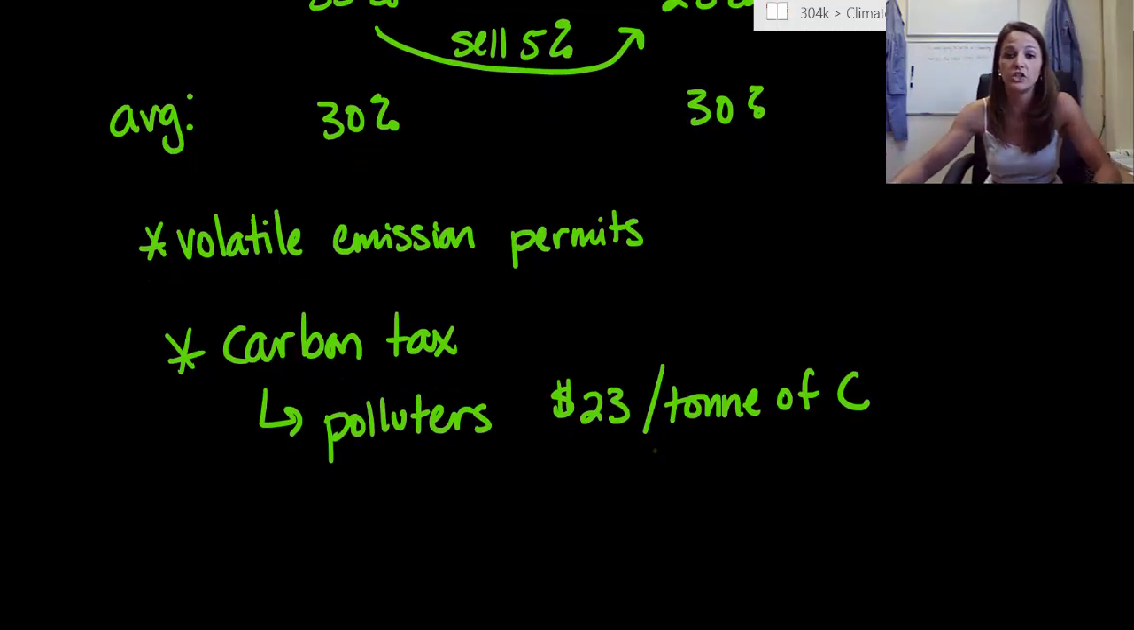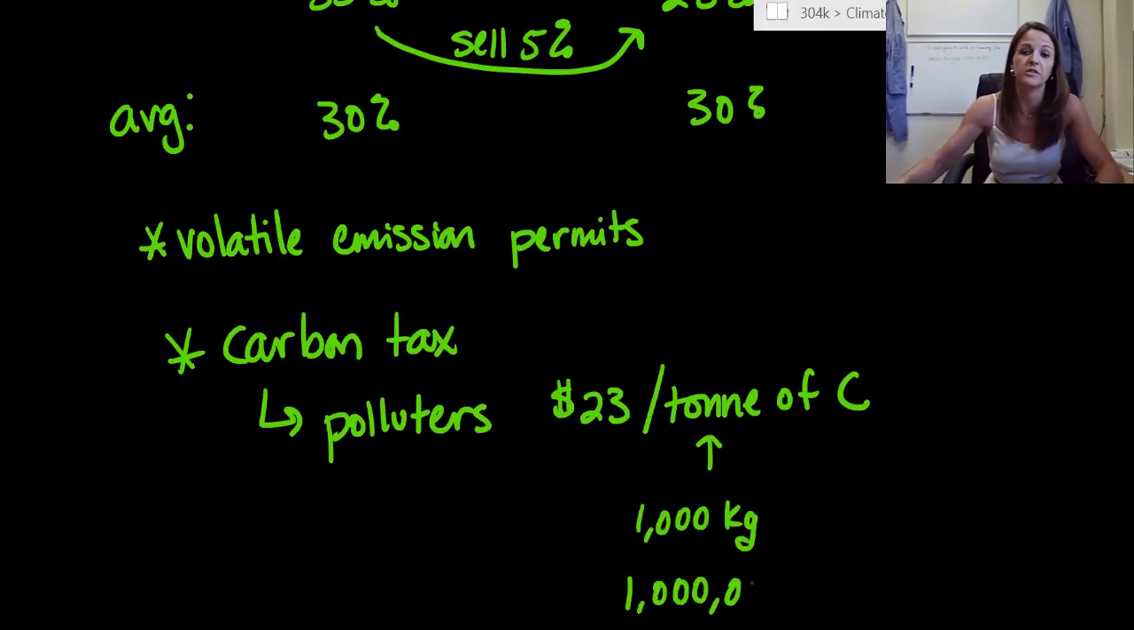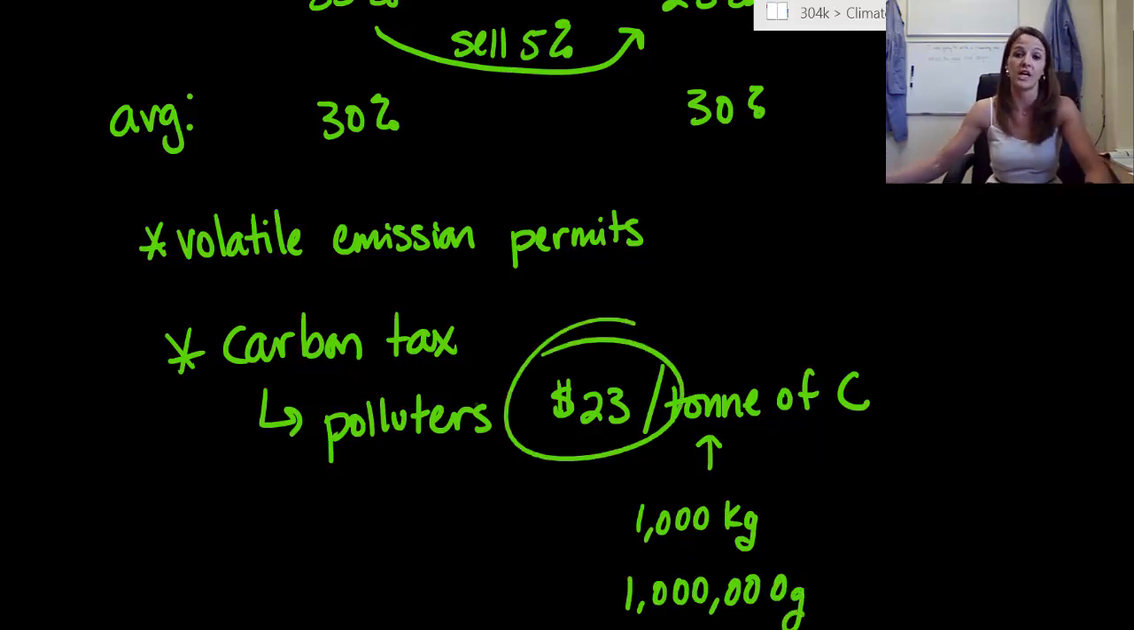So just to remind you, a ton of carbon is 1,000 kilograms, which is really 1 million grams of carbon released, which is a lot, and they're only going to charge $23 for that. So hopefully I've shown you a couple different ways that the U.S. is trying to get our emissions down, but we're still not there yet. We still need to keep moving forward.